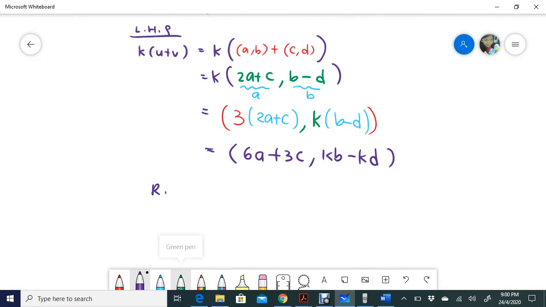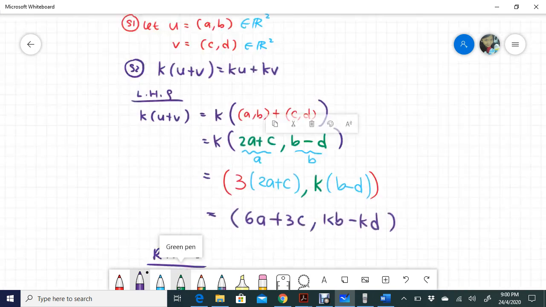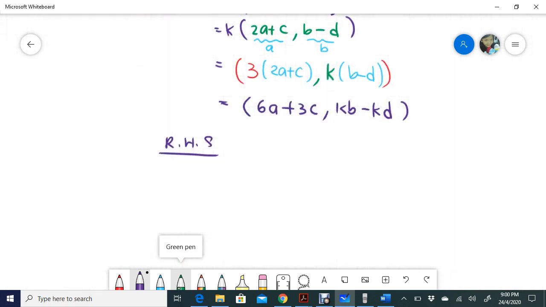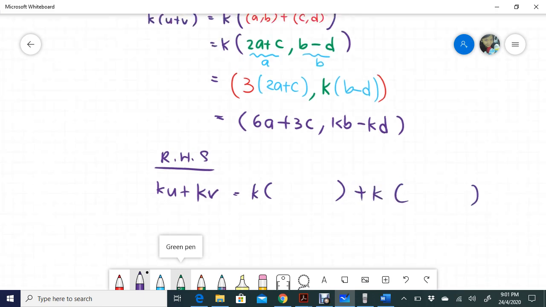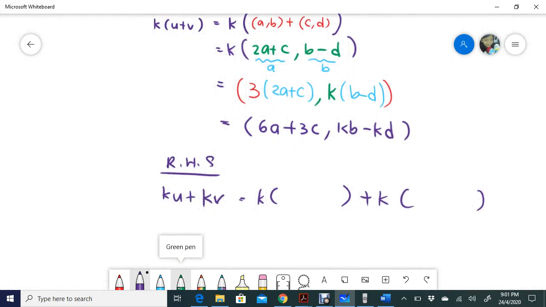Okay, so your right hand side. What is your right hand side? Nothing to proceed, right? So you just go for the right hand side. KU plus KV. So K, what is your U? Plus K, what is your V? Just substitute: your U is AB. Your V is CD. Is it okay?